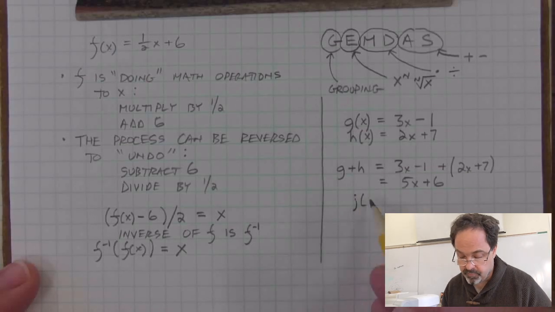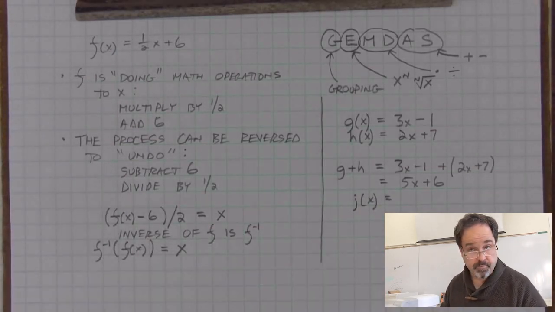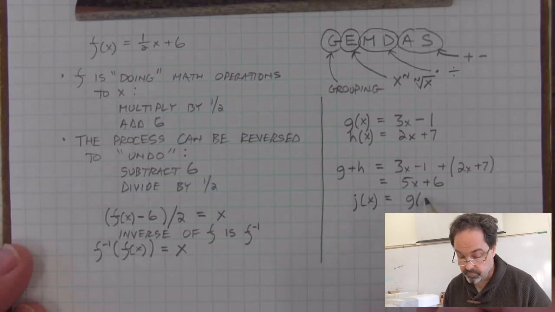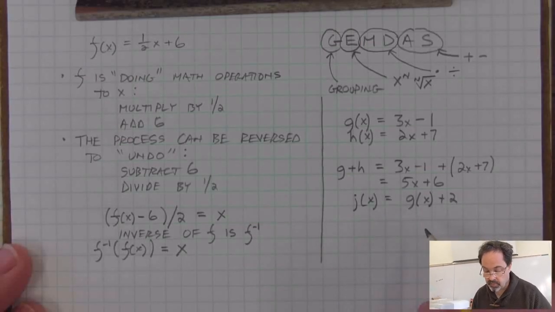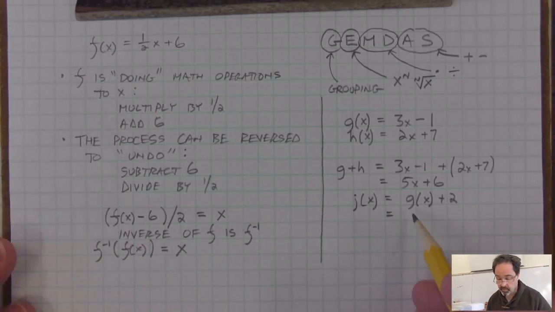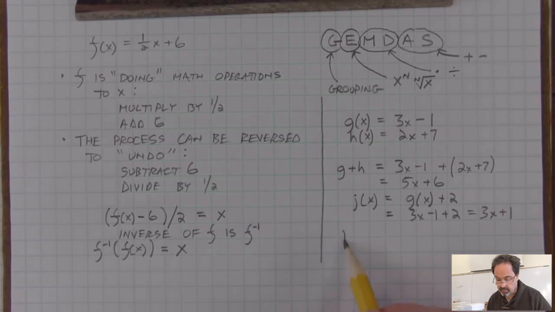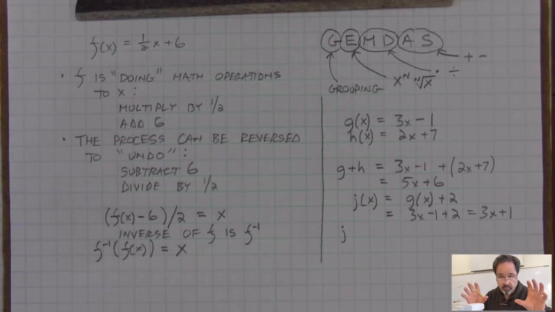I could define a function based on another. In this case, the new function j will be defined as the g function plus 2. And I can find the expression for j by taking the expression for g and adding 2. If I simplified, in this case it would be 3x plus 1. And I could say that in this case, because j was defined as a transformation of g, I've transformed g by adding 2 to all of its values. If I saw the graph of g, it would look like the graph would rise up by 2.